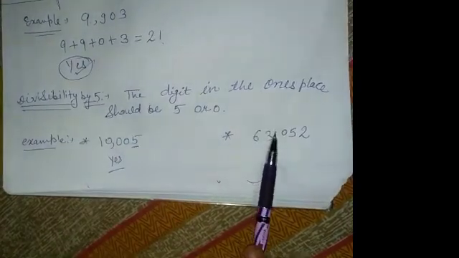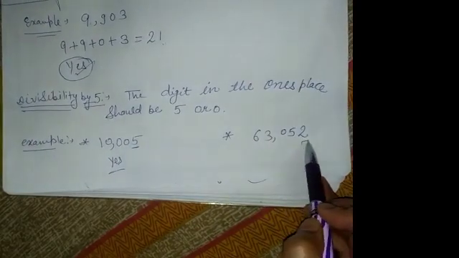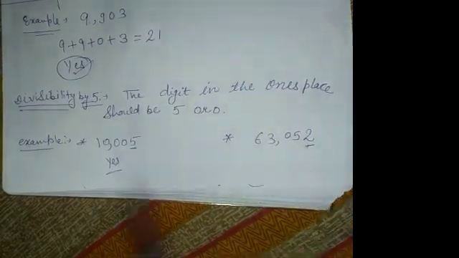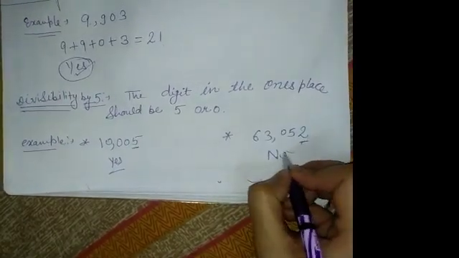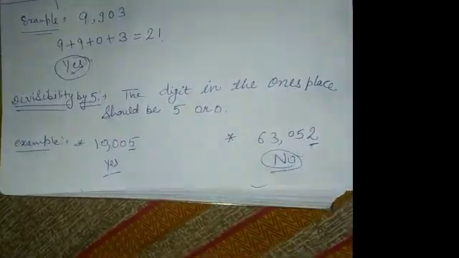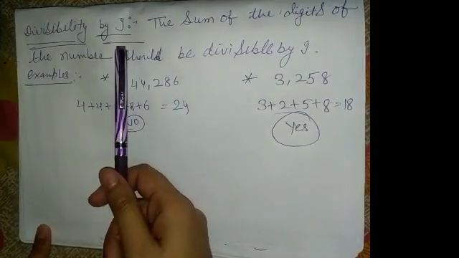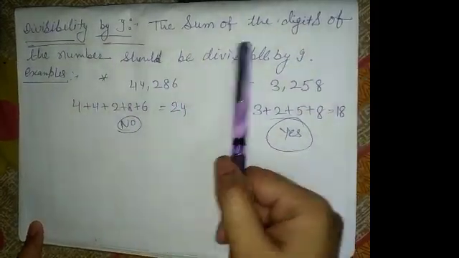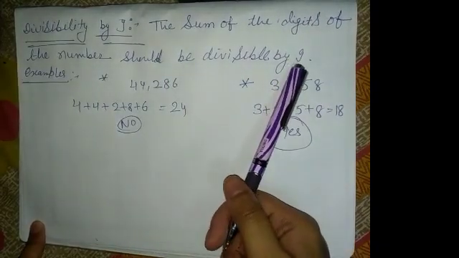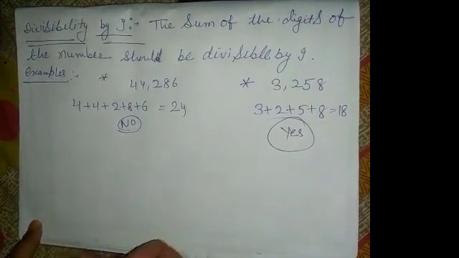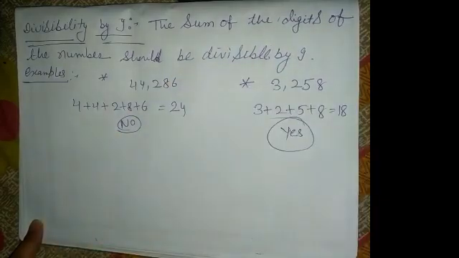Let's take this example. Let's check the last digit. It's 2, but we need 5 or 0. So we can say no, this number is not divisible. Next is divisibility by 9. The sum of the digits of the number should be divisible by 9. It's similar to 3, right? Just like 3.